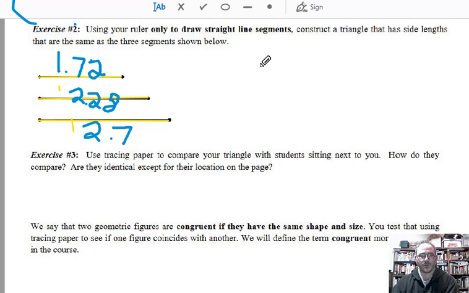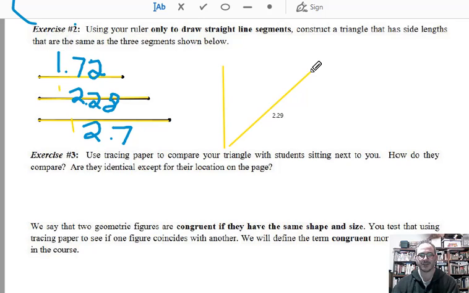Okay, so I'm going to make one side 1.72. Here I go. 1.72. There we go. Now I need another point, which is going to be 2.28. Where is it? Right in there somewhere. 2.29. Oop, I had it. It was there for a second.